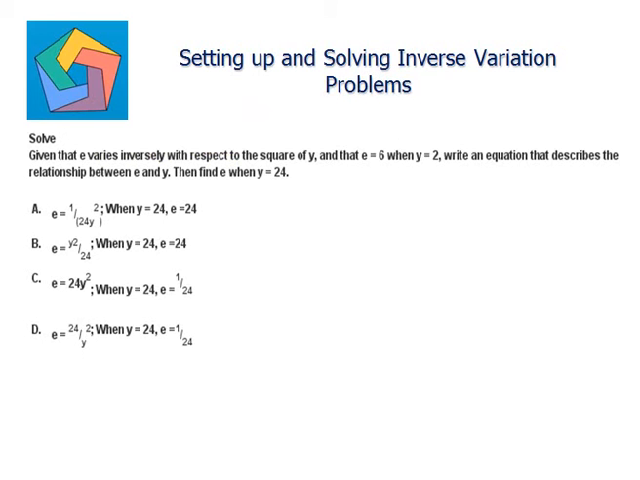Next problem. Solve. Given that E varies inversely with respect to the square of y. E varies inversely with respect to y square. And that E is 6 when y is 2. Write an equation that describes the relationship between E and y. Then find E when y is 24.